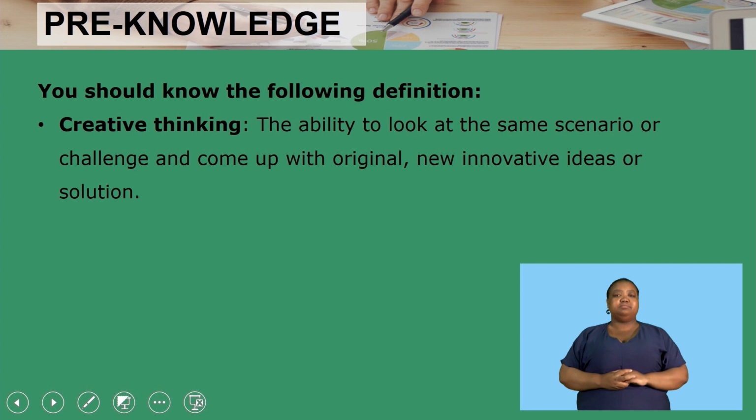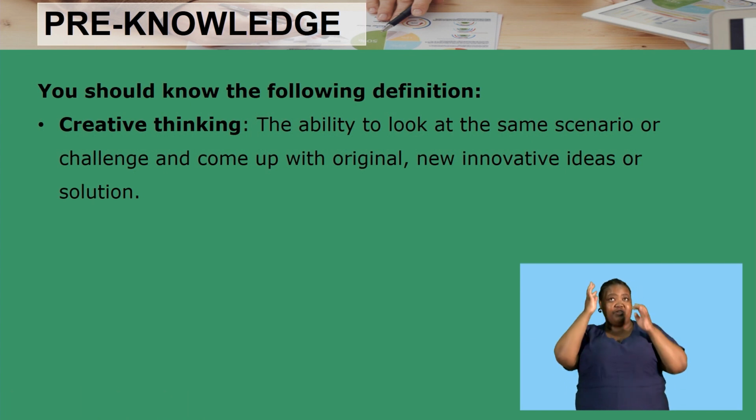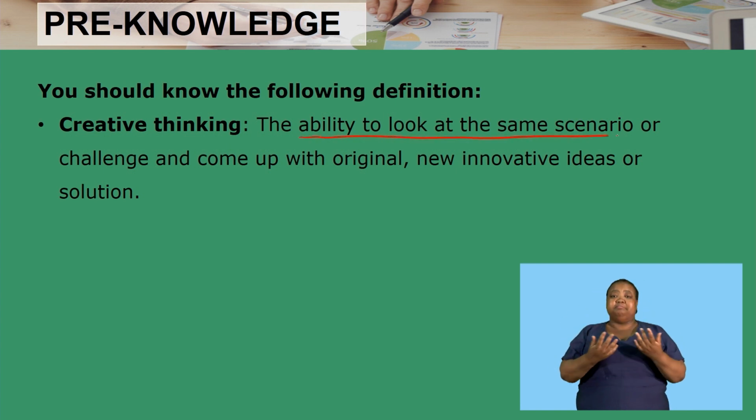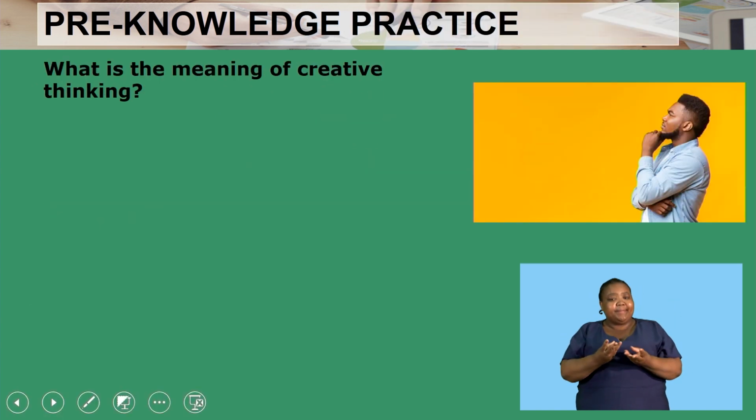Right. So what is it that you should know? You should know the following definition. Creative thinking. What is creative thinking? The ability to look at the same scenario or challenge, but come up with original, new, innovative ideas or solutions. That's what you'll be doing as a creative thinker.